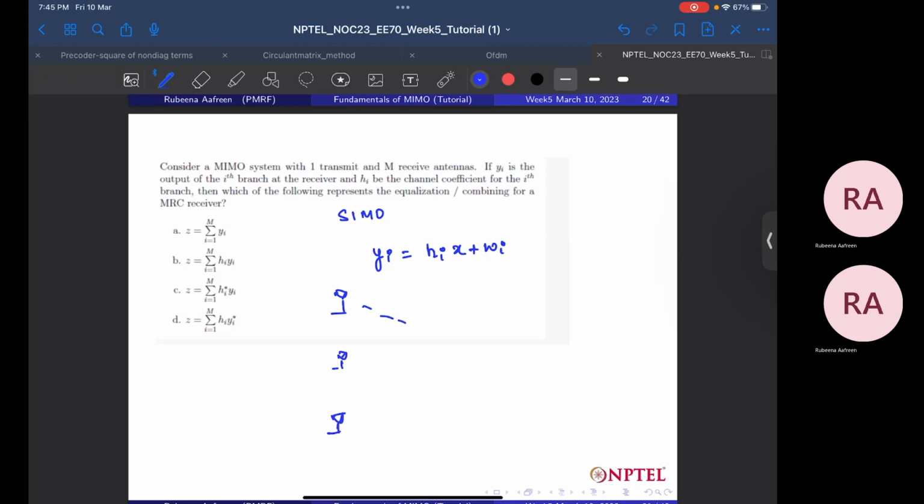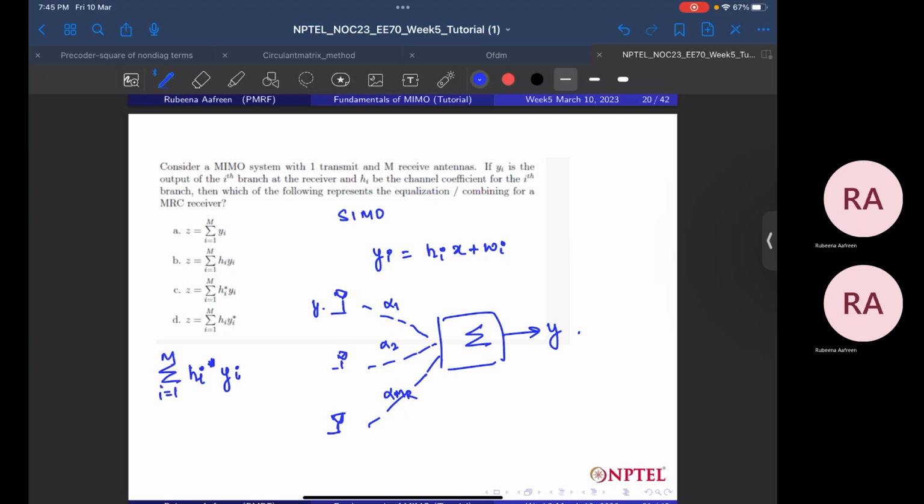After that, we are multiplying them with some alpha and then adding them, and then we are getting the y, right? And this alpha is Hi Hermitian. So after getting Yi, we are multiplying them with Hi Hermitian, and then we are adding them all up, so this is 1 to M, right? Which of the options is matching? Option number C.